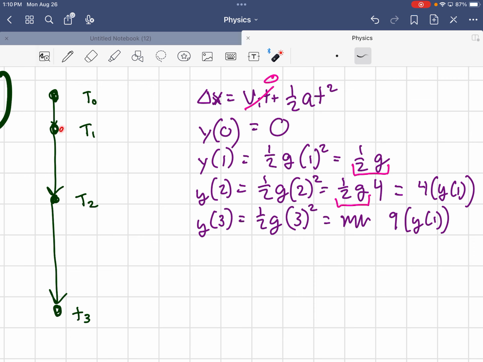Okay, how would we find this distance if all we had are position functions? We know this point, and this point. How can we find this distance? What do we think? So we can find this distance, we can find this distance, we can find this distance.